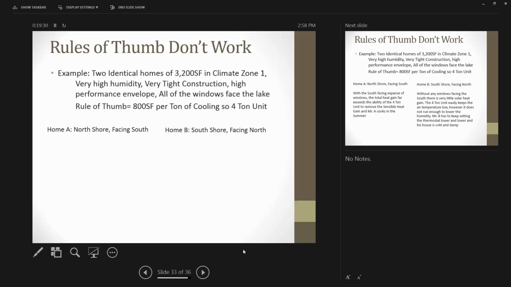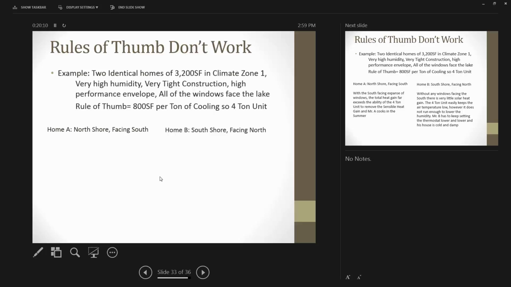Two identical houses, 3,200 square feet, climate zone 1, very high humidity, very tight construction, a really good high performance building envelope. One's on the south side of the lake and one's on the north side, and they both have all of their windows facing the lake. So you have 2 identical houses. The one on the north shore is facing directly south, and the one on the south shore is facing directly north. They're facing each other, but far enough away they can't see each other.